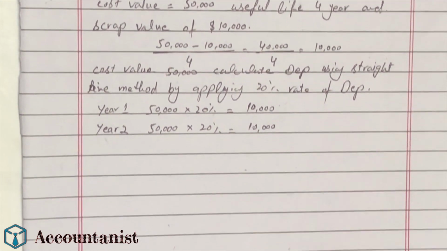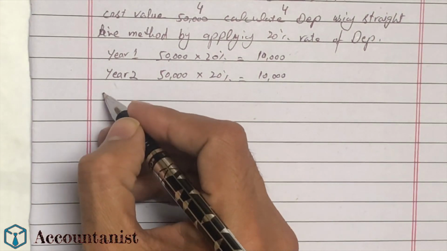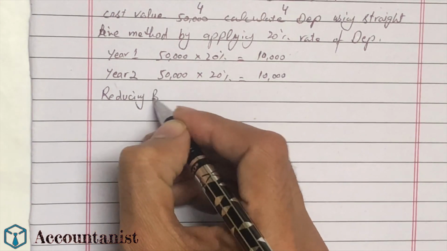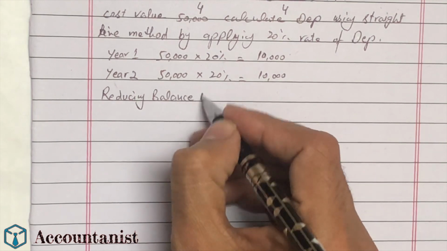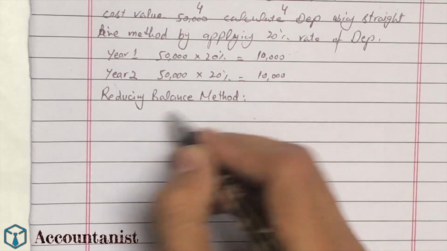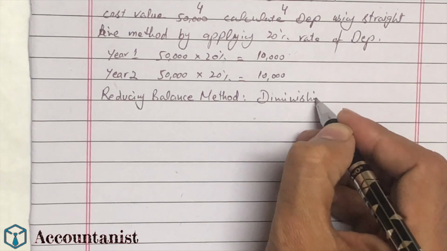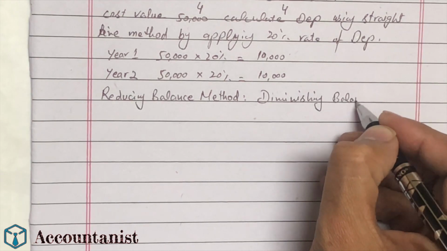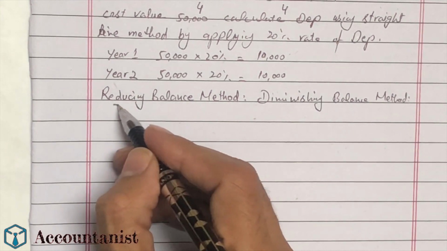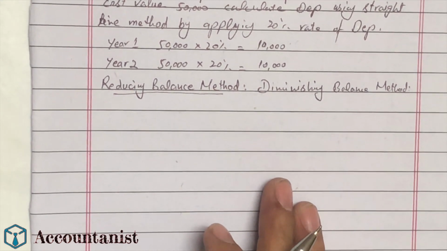Now the second method that we have for depreciation is called the reducing balance method. The old name of this method is the diminishing balance method. So in this method we usually get the depreciation percentage.